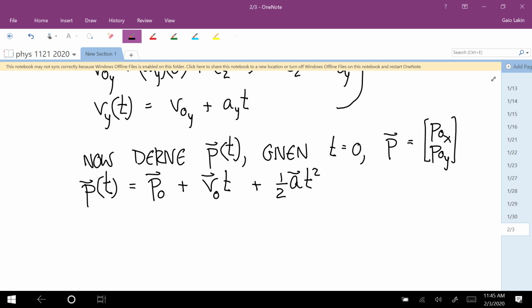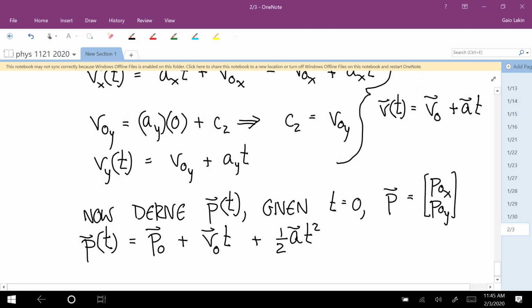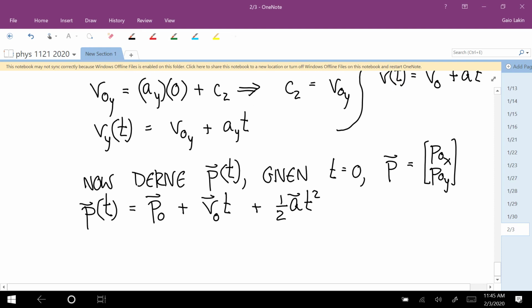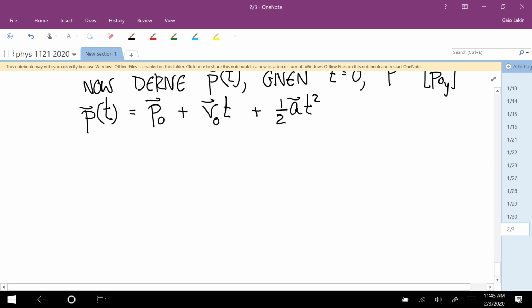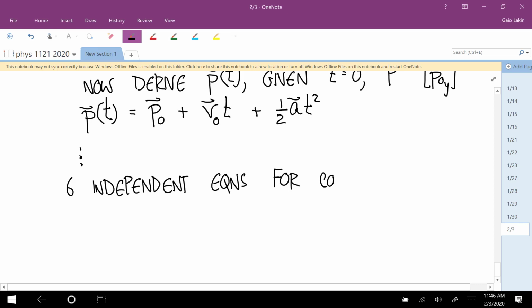And now if you combine the function for v and the function for p, you can come up with that third pair of equations that looks like our third constant acceleration equation in 1D. And we can think of this as giving us six independent equations for constant acceleration in 2D.